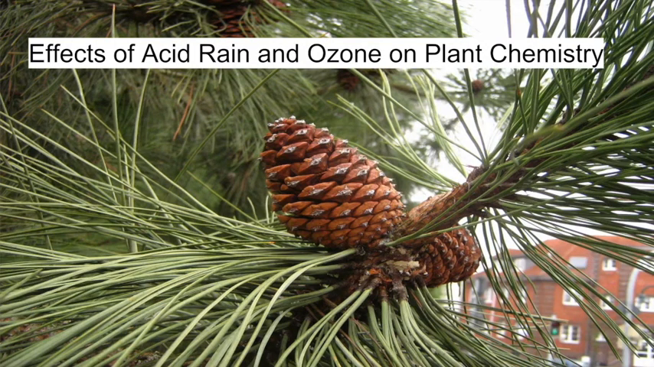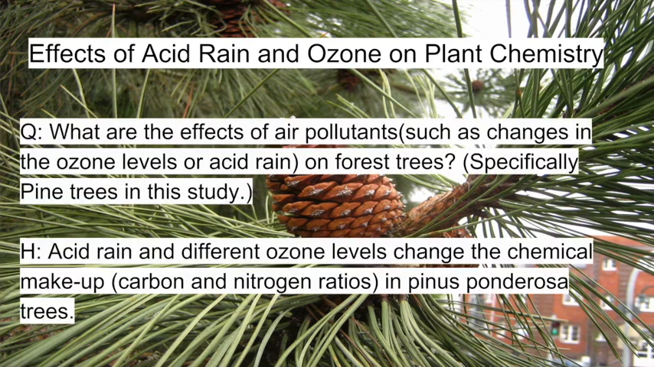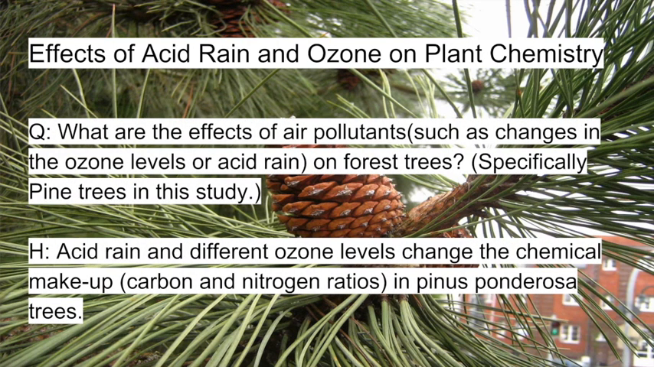My article is about the effects of acid rain and ozone on plant chemistry. Exhaust from motor vehicles and industrial emissions are just a couple of the major factors that have been negatively impacting the environment, raising the ozone levels to dangerous concentrations. Acid rain, which is also harmful for the environment, is caused mainly by the burning of fossil fuels by coal-burning power plants, factories, and cars.